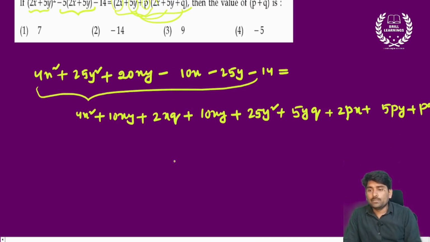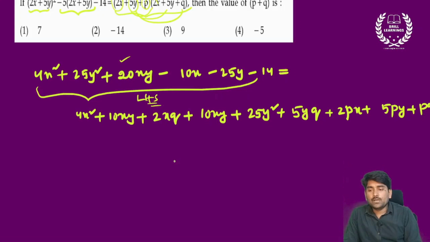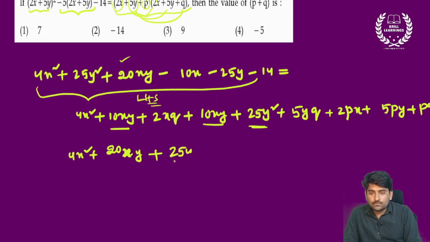Now simplify further. First one, LHS you can keep like that only. Simplify the RHS side only. 4x square plus here 10xy, here 10xy, then I'll get 20xy, and here 25y square, so I write 25y square.